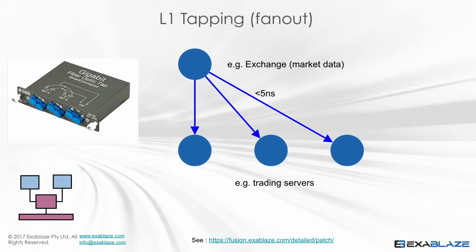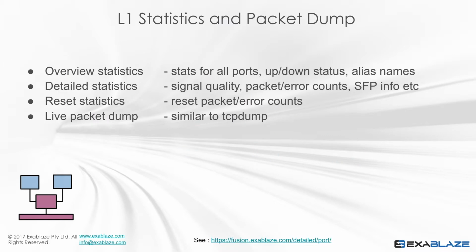One of the other common uses for layer 1 tapping is low latency fan-out. This is where we need to share data from one source to many destinations. For example, a trading exchange might produce market data that needs to be shared with many trading servers at very low latency. Configuring this on the command line is the same as configuring taps in the example as previously given.